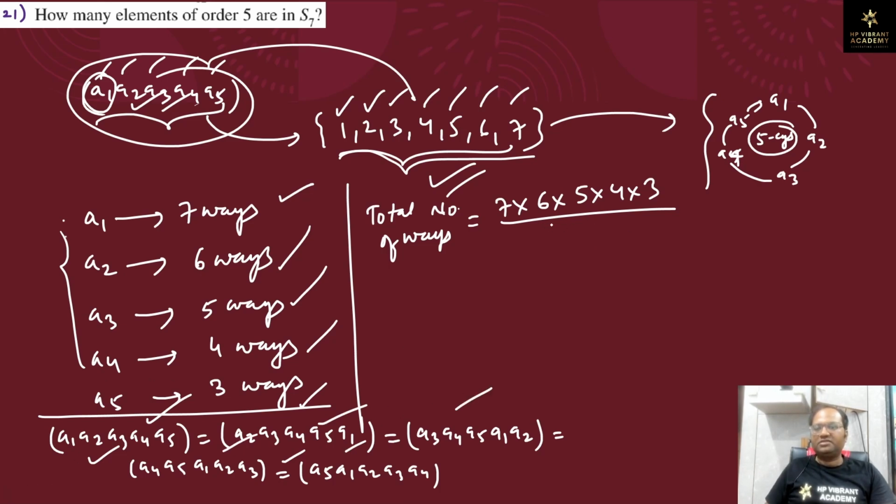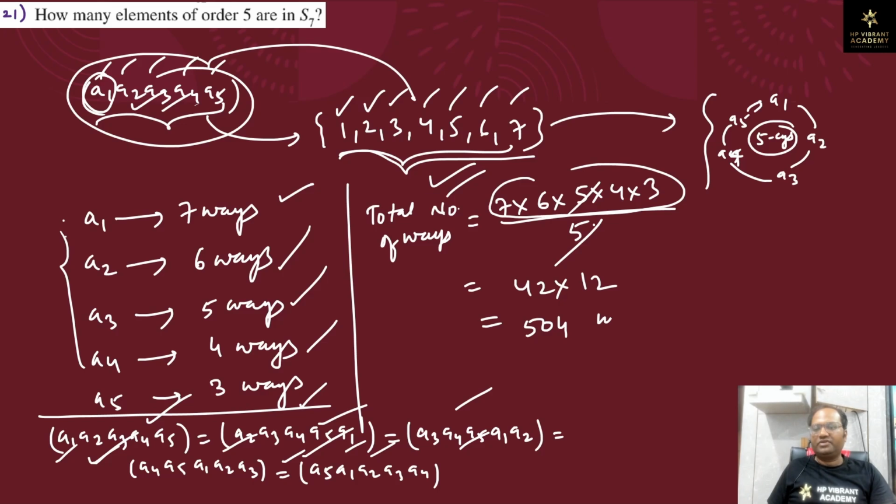So we have to divide this total number of ways by 5 because these elements are already included in this total number of ways. In this calculation, these elements are already overlapped. So we have to divide this by 5. So this is nothing but 7 into 6 is 42 times 12. So this is nothing but 504 total number of ways. So total number of elements of order 5 in S7 will be 504.